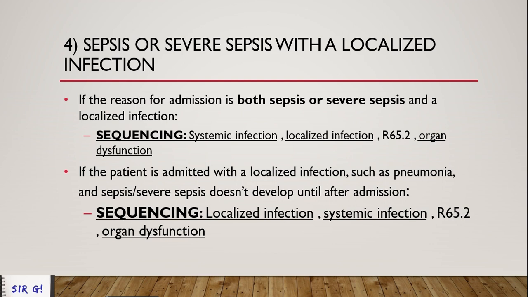So if the reason for admission is both sepsis or severe sepsis and a localized infection, code first the highest severity, which is your systemic, followed by your localized. Okay? But if the patient is admitted with a localized infection, meaning the reason for encounter is really the localized infection, such as pneumonia, and sepsis develops after admission, you need to code first your localized infection, followed by the systemic infection if it develops during the encounter, followed by a severe sepsis code if present, and followed by organ dysfunction if it's indicated that the organ dysfunction is related to your sepsis. Okay, see the guideline? They are related to our first discussion.